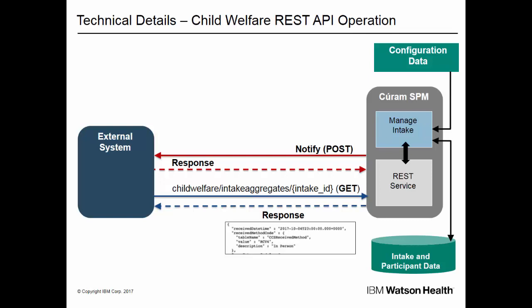Configuration information about the external systems is retrieved and used to send the notification. The intake summary information is converted to JSON, and a notification is sent to the external system over HTTP. For the Request Intake Details process, external systems can use the Web API to retrieve the details of an approved child welfare intake. The external system sends the intake ID in the GET request. Kurum gathers intake and participant data, which it returns in the response.